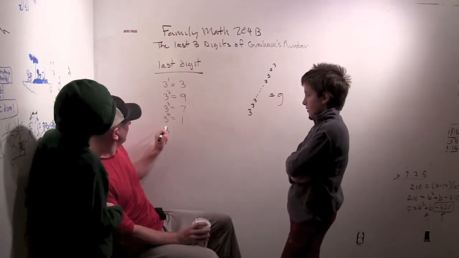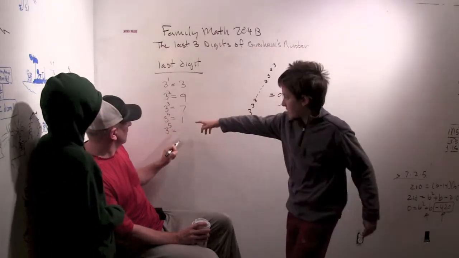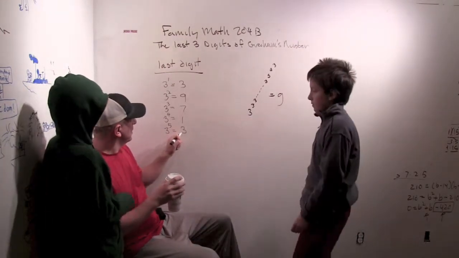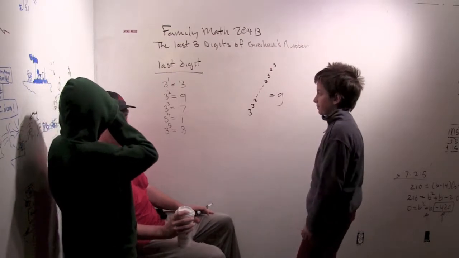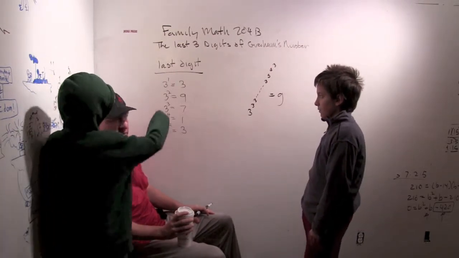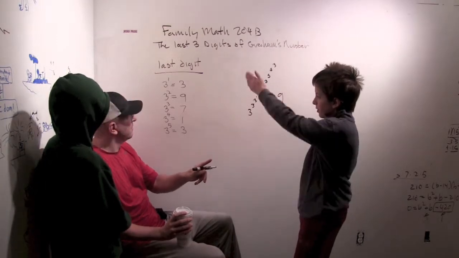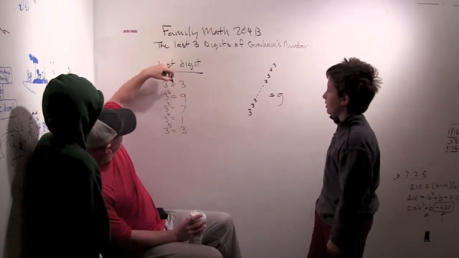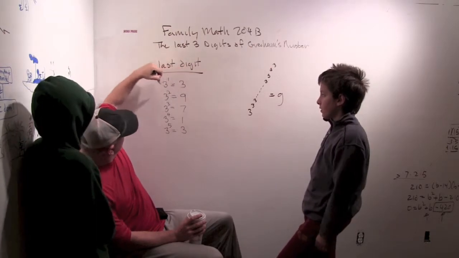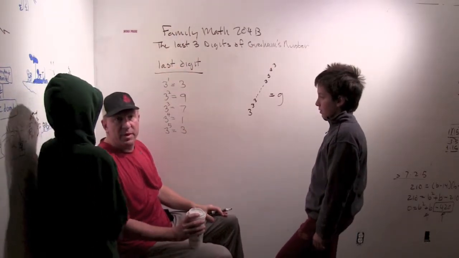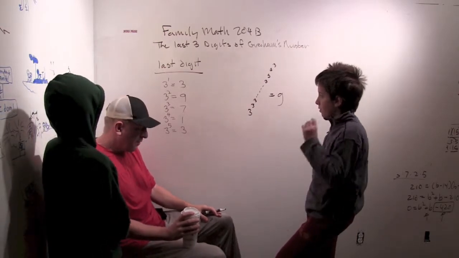And that means 3 to the 5th, you can just multiply this by 3, is going to end in a 3. So it repeats. And how many numbers does it take to repeat? 4 numbers. It goes 3, 9, 7, 1, then 3, 9, 7, 1 on the last digit. And maybe that's going to be helpful for us.